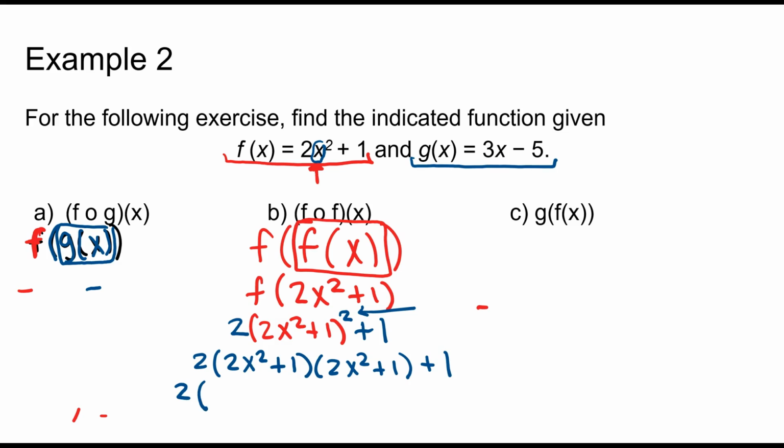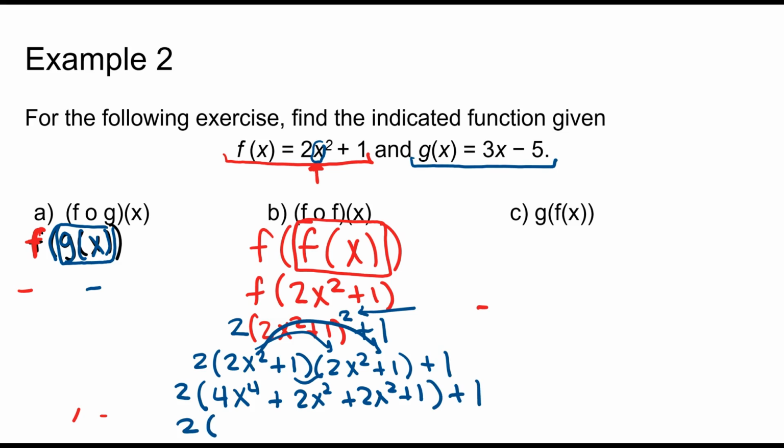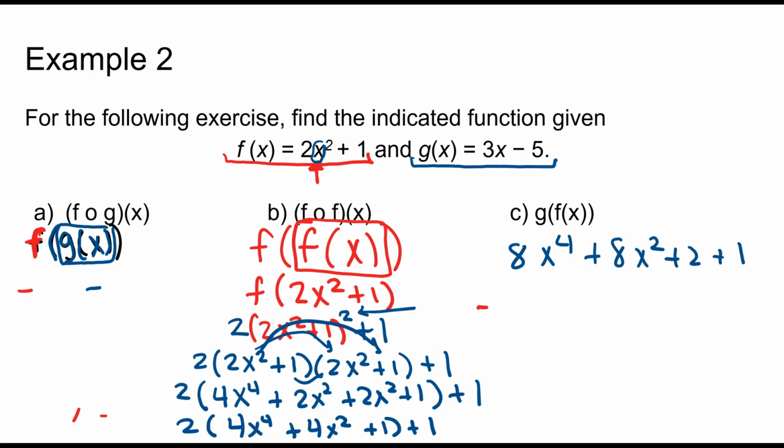We're going to distribute. It's going to give us 4x to the 4th plus 2x squared plus 2x squared plus 1 plus 1. Combine like terms, 2, 4x to the 4th plus 4x to the 2nd plus 1 plus 1. Then distribute that in, we get 8x to the 4th plus 8x to the 2nd plus 2 plus 1. And we end up with 8x to the 4th plus 8x squared plus 3.